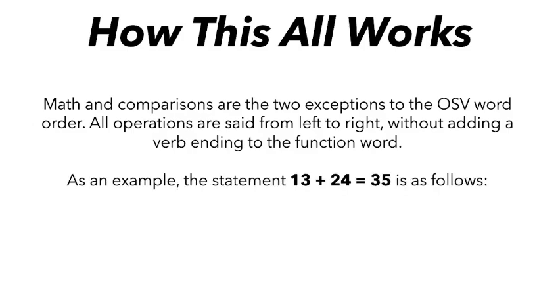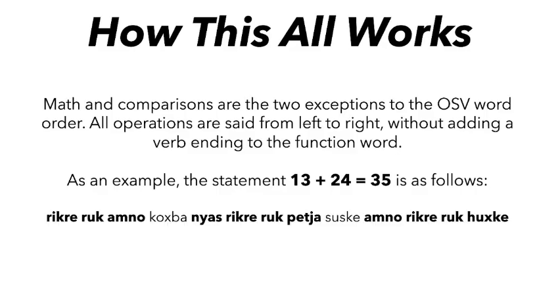So the example, the statement 13 plus 24 is 35. That would be as follows. Rikre amno kospa nyas rikre petya suske amno rikre kuske. And in the breakdown, we have 13, rikre amno; kospa is plus; nyas rikre petya is 24; suske is the equals; amno rikre kuske is 35. So rikre amno kospa nyas rikre petya suske amno rikre kuske is 13 plus 24 is 35. So you can do some math with that.